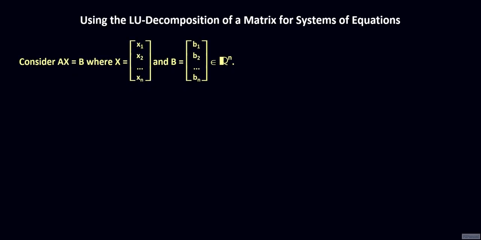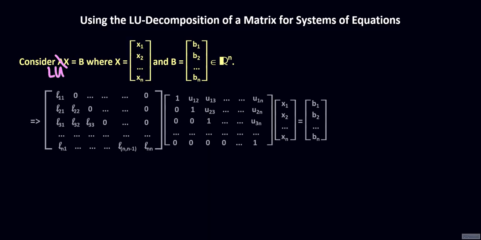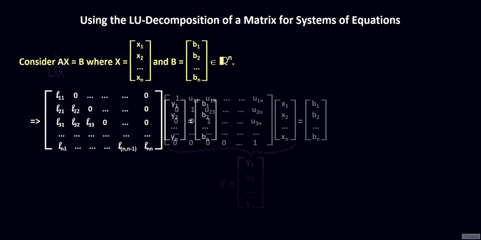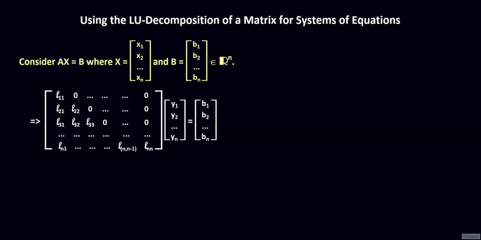We now apply the LU decomposition of A to solve the matrix system A times x equals B, where x is a vector of n unknowns and B is an n-dimensional constant vector. We replace A by L times U, so that L times U times x equals B. Let the vector y be equal to U times x, so that y is also a vector of n unknowns. Therefore, L times y equals B. We apply forward substitution to solve for the vector y.